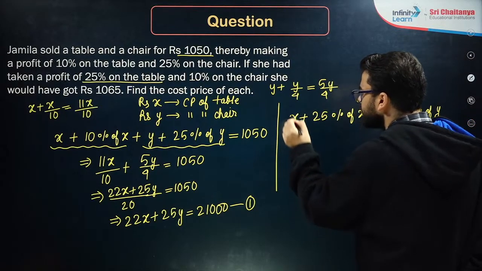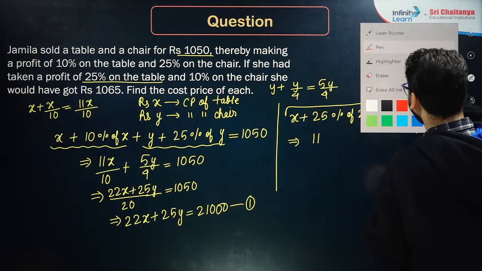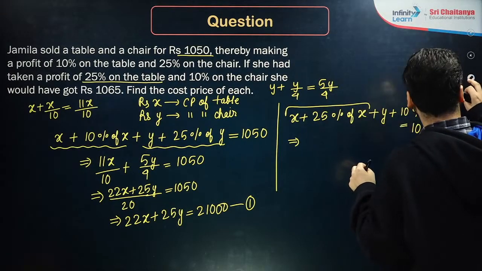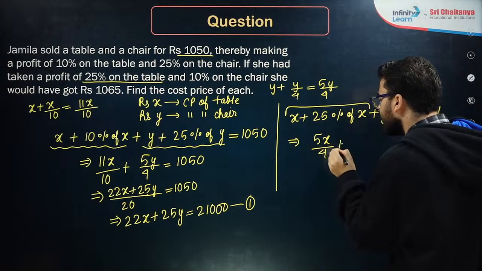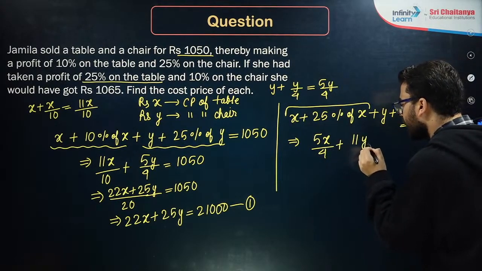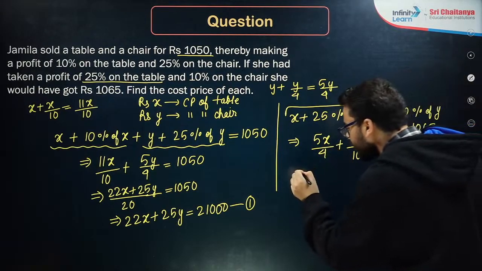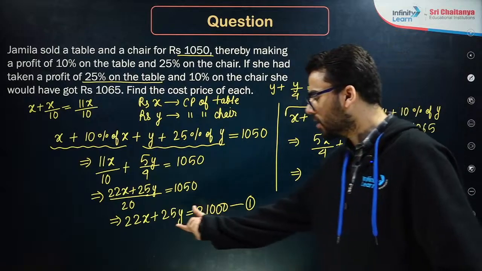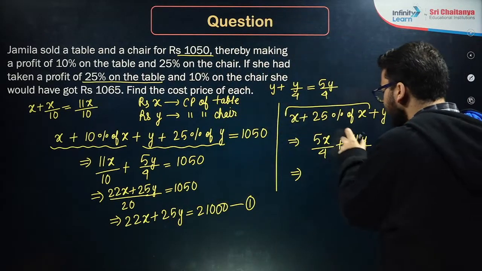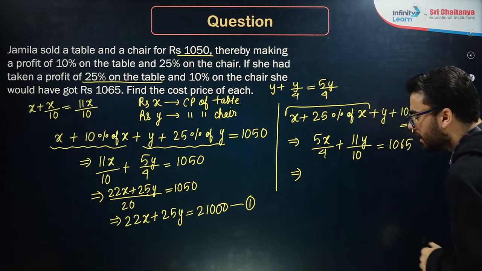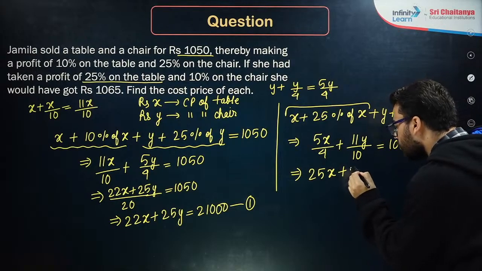अब मुझे एक बात बताओ, इसको भी सिंप्लीफाई करोगे तो क्या मिलेगा गाइज? 11 नहीं, यहां पर 11 नहीं आएगा. That will give you 5x by 4 यहां पर आएगा, and this will give you 11y by 10 and that is equal to 1065. तो देखो यहां पर भी अगर सिंप्लीफाई करोगे तो एग्जैक्टली यही चीज आएगा. हाँ बिल्कुल खुशप्रीत. So if you just simplify it over here, will you not get over here guys 25x plus 22y मिलेगा या नहीं?